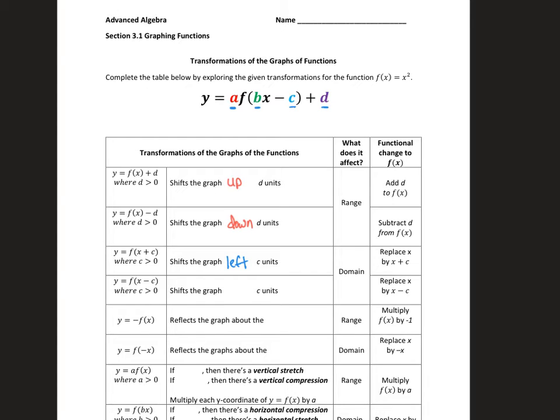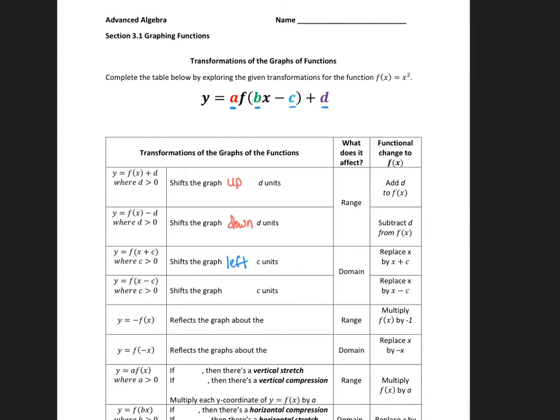Now you might be thinking, why does adding c move the function to the left, in the negative direction? Well, imagine you're going to inherit a fortune when you're at the age of 25. If you change that to be age plus 4 equals 25, then you'll get it when you are 21. Therefore, adding 4 made it happen earlier.